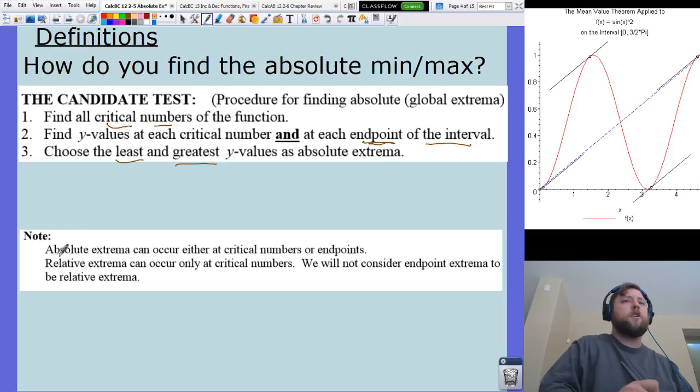Just a reminder, your absolute min and max can happen at the critical numbers or endpoints. That's why you have to check each of those. And relative extrema happen only at the critical numbers. You're not going to have those at endpoints when we're talking relative. So let's do some examples of this.